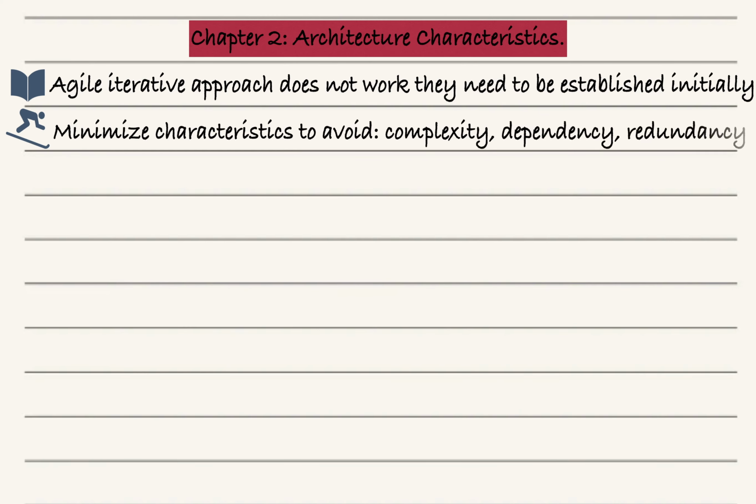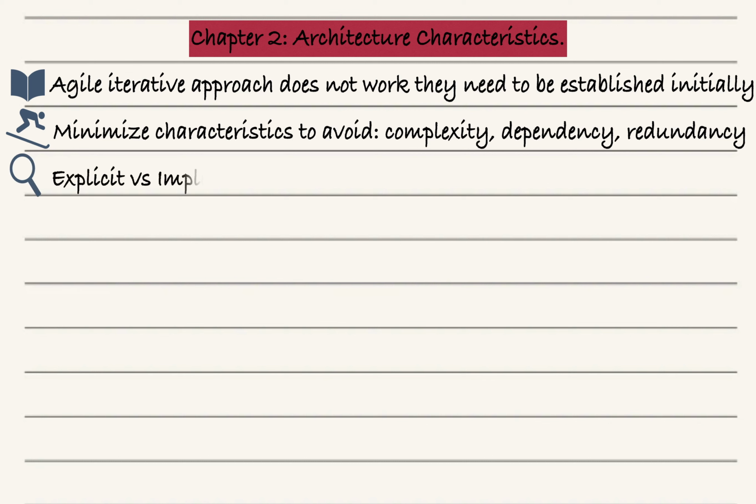Although any application can theoretically support a vast number of characteristics, the architect's job is to prioritize and minimize these characteristics. Why is this important? Let's break it down. First, complexity in standardizing terms can arise if you have too many characteristics. Second, dependencies among characteristics can complicate the architecture. Finally, redundancy can creep in, leading to inefficiencies.